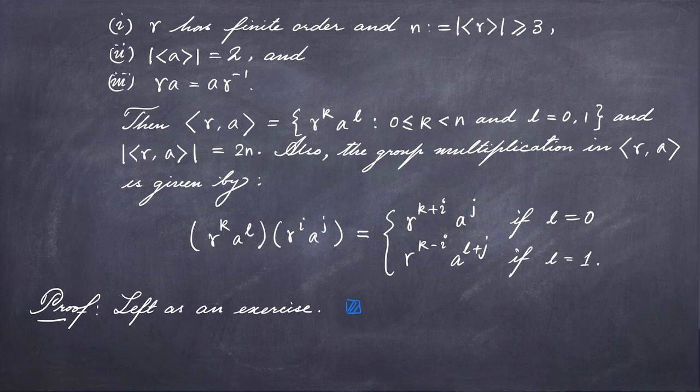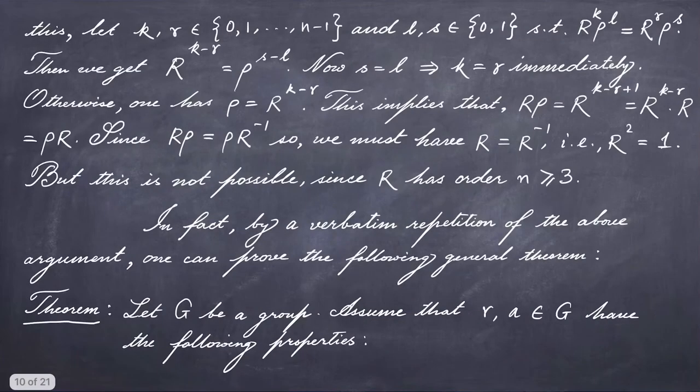So if the group G has two elements with these three properties, then the subgroup generated by these two elements will be precisely this collection, and the subgroup will have 2n elements, where n, let me remind you, is the order of this r. The subgroup will have precisely 2n elements, and furthermore we can explicitly see the multiplication of any two elements in this subgroup by this. The proof of this theorem I would like to leave as an exercise. It is just a verbatim repetition of this argument.